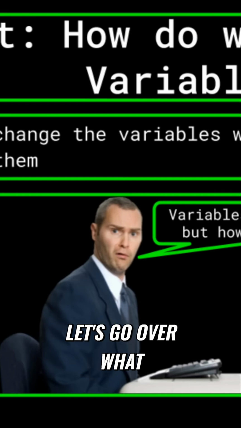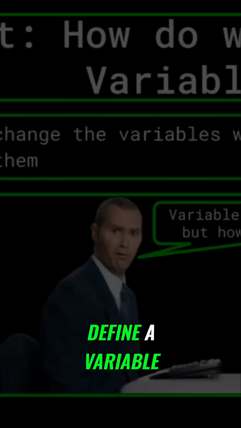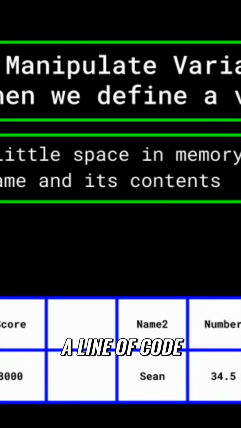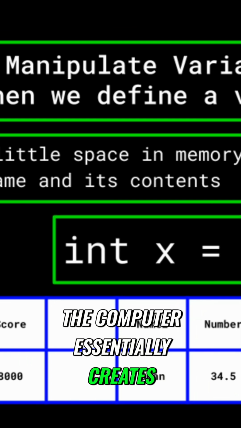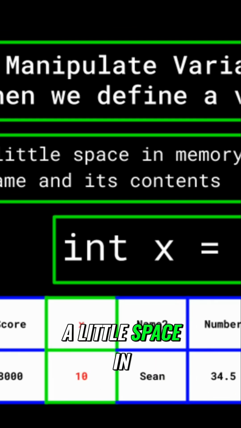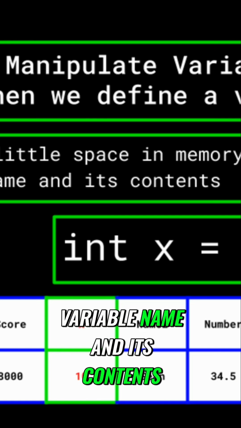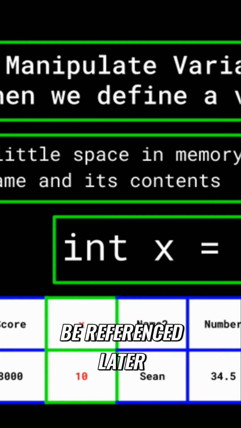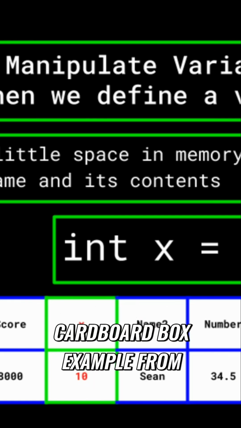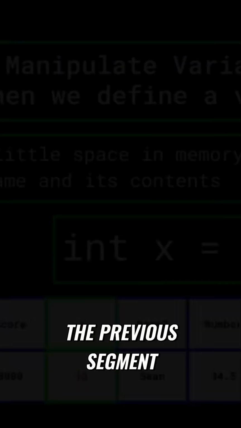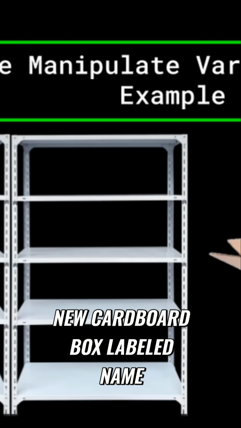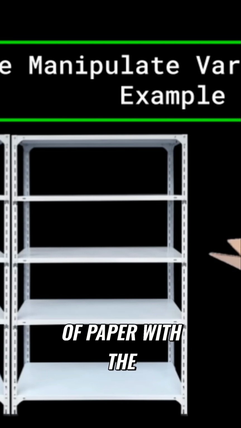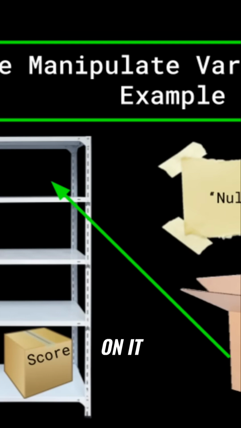To start, let's go over what happens when we actually define a variable. Now, when we write a line of code which initializes a variable, and that code is executed, the computer essentially creates a little space in memory that stores your variable name and its contents so that it can be referenced later. Going back to our cardboard box example from the previous segment, think of this as if you had your own storage facility, and you make a new cardboard box labeled name, and inside of it you put a piece of paper with the word null pointer exception on it.